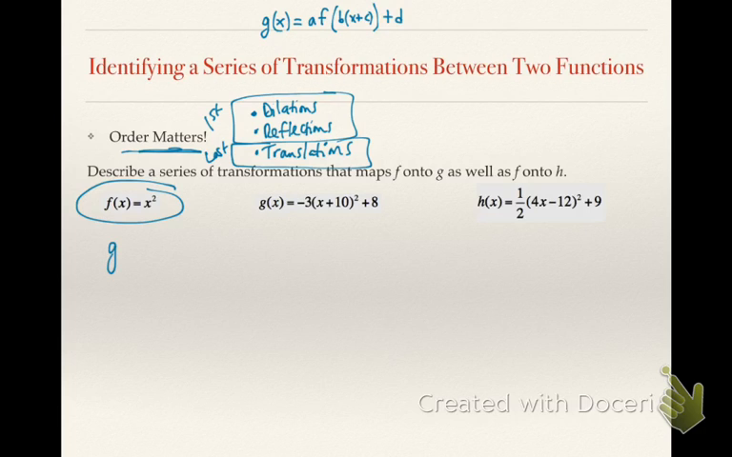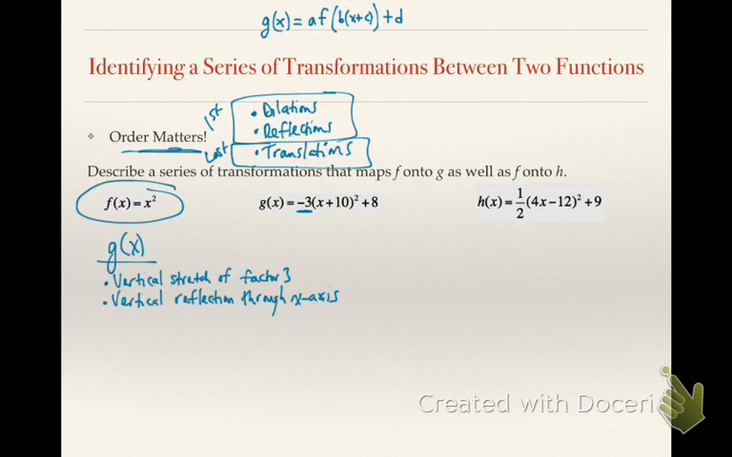So for g of x, let's look in terms of vertical and horizontal. You're multiplying the function by -3, which means you have a vertical stretch of factor 3, and the negative means you have a vertical reflection through the x-axis. So there's the dilation and reflection vertically.